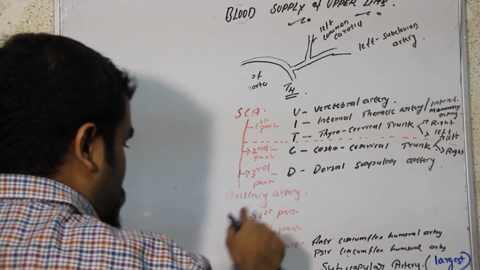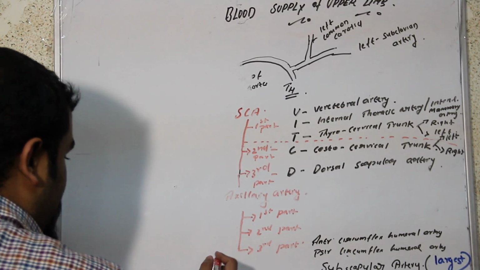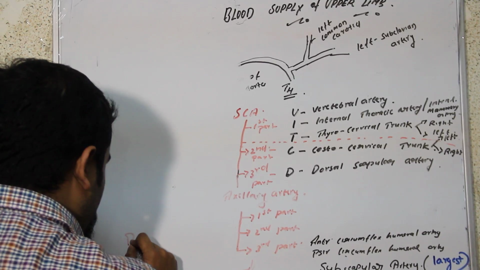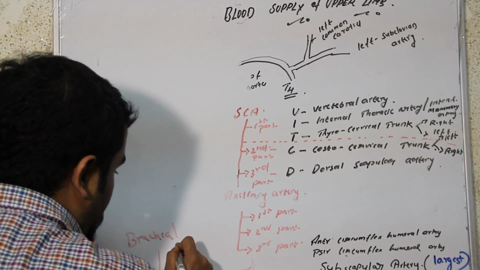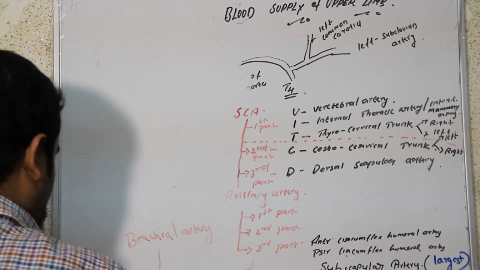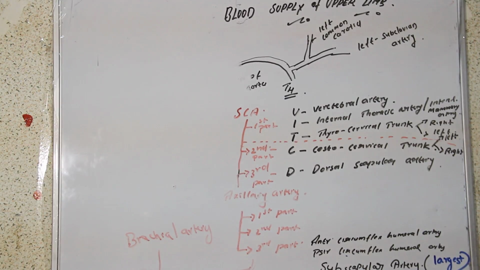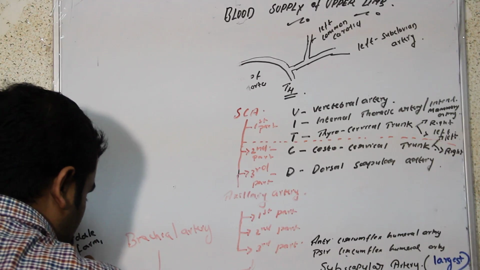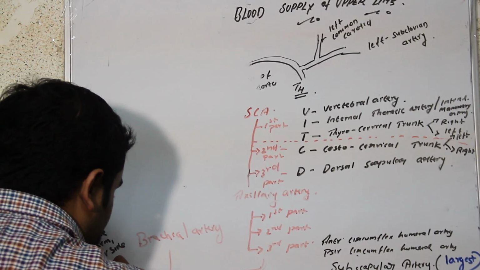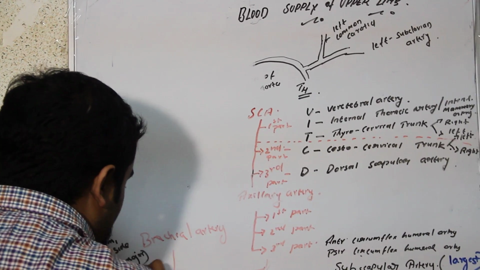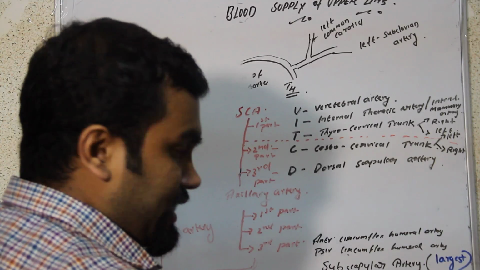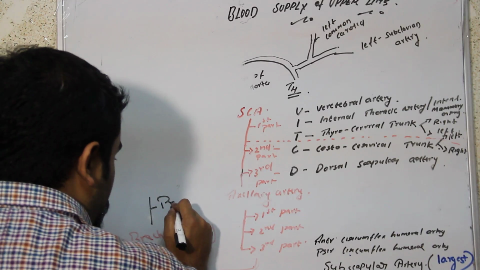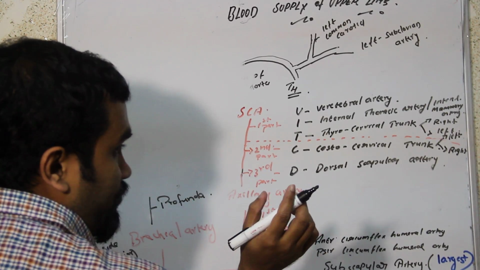The next branch they will form is the brachial artery. From the axillary artery it will come to the brachial artery. Where is the location of this brachial artery? In the middle of the arm, on the lower side of teres major. The brachial artery has an important branch that we have also studied, the profunda brachii, which is in the spiral groove of humerus.